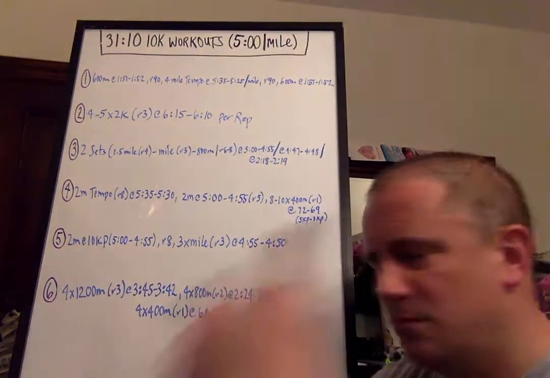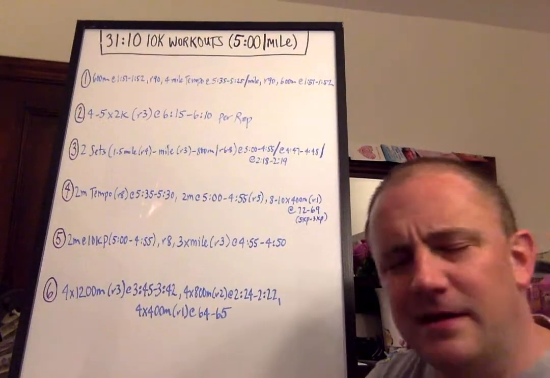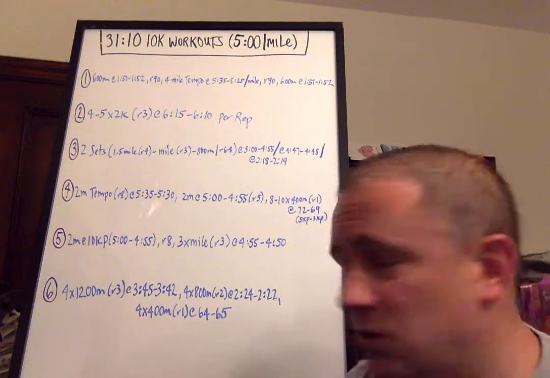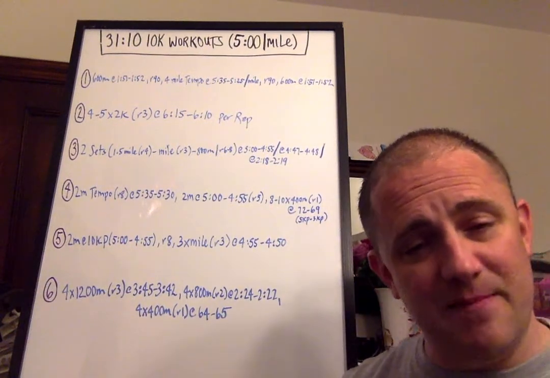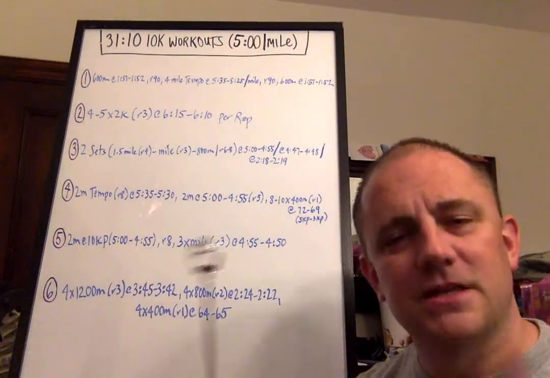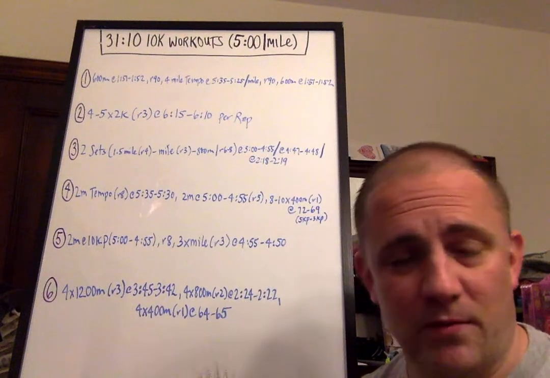And again, remember, you're building towards these, so you may not be able to do all of each at first. Totally fine. This is a repeatable workout that you can build towards over time. Okay? So again, to repeat, it's 4 times 1,200 at 10K pace, 3-minute recovery. 4 times 800 at 5K pace, 2-minute recovery. 4 times 400 at 3K down to mile pace, 1-minute recovery.